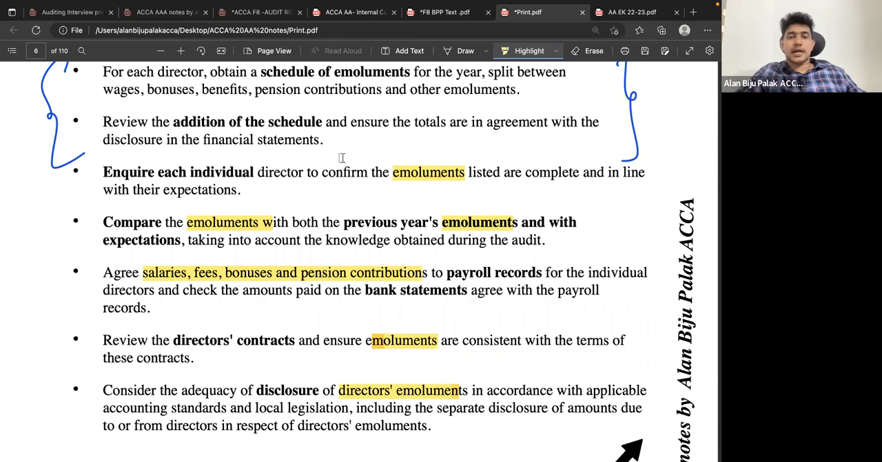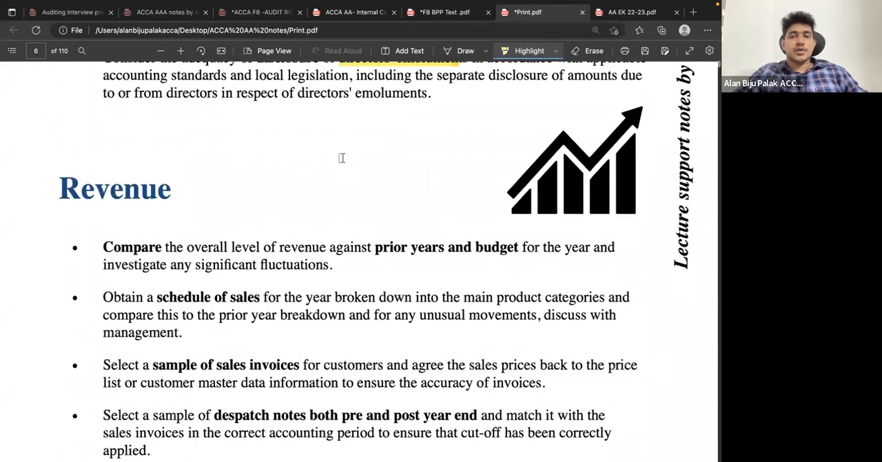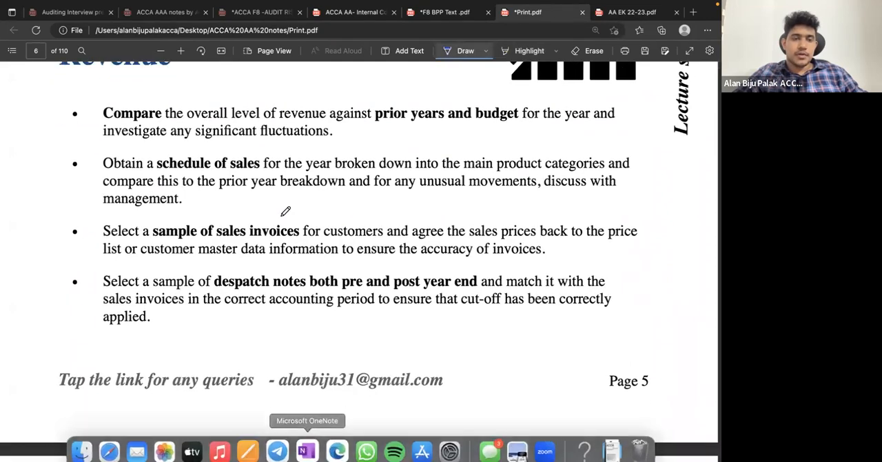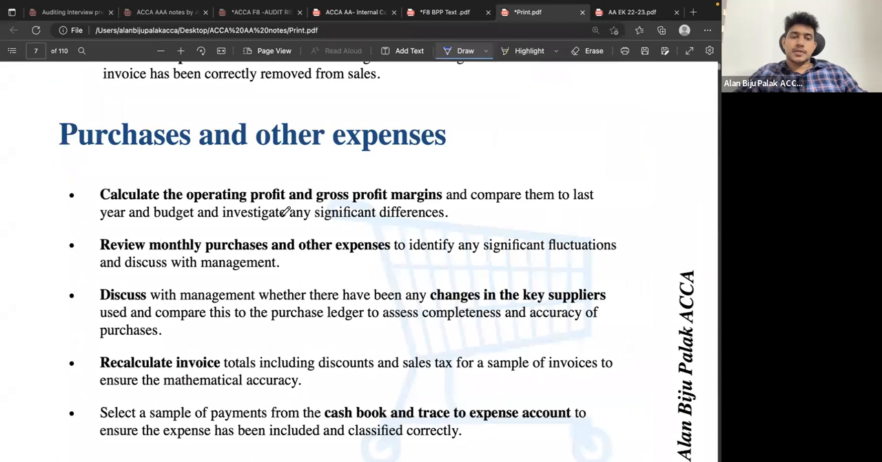If you're getting a question on directors' bonus, then replace the term emoluments with bonus. Or if you're getting pension contribution, replace it with the same. Clear? Okay. So if the examiner is asking you to write substantive procedures in relation to revenue, definitely you can use the same points. Then purchase and other expenses.